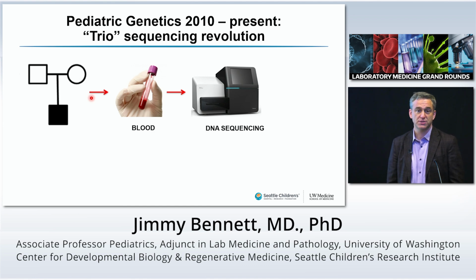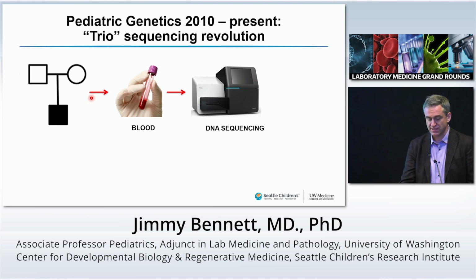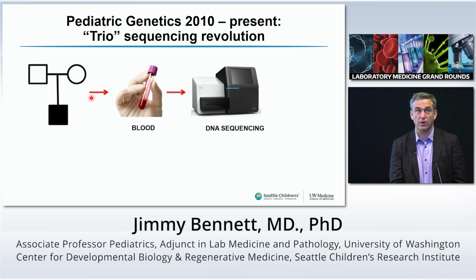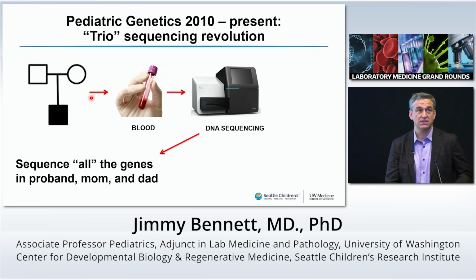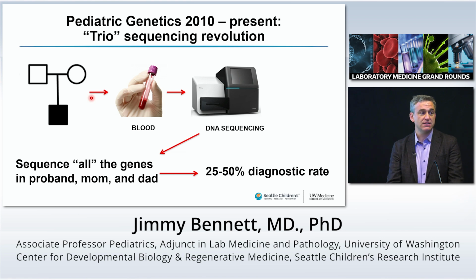This is the trio exome sequencing revolution, starting with decreasing costs of next generation sequencing circa 2010. And the model, quite simply, is this. We take blood from mom, dad, and kid. We do some sequencing. We sequence all the genes, or you can change slight flavors of that, but that's the bottom line of it. And in many different studies for children with structural birth defects, syndromic presentations, the diagnostic rate of exome or genome sequencing is approximately 25 to 50%.